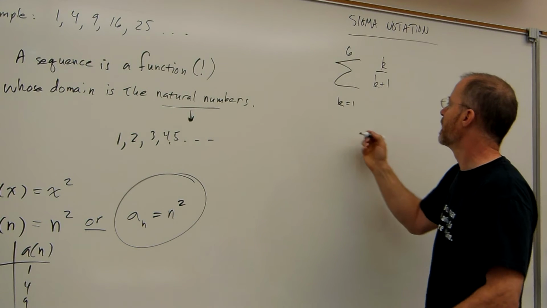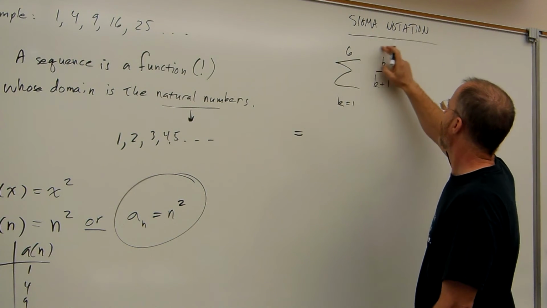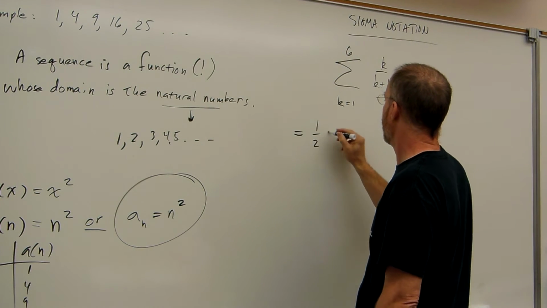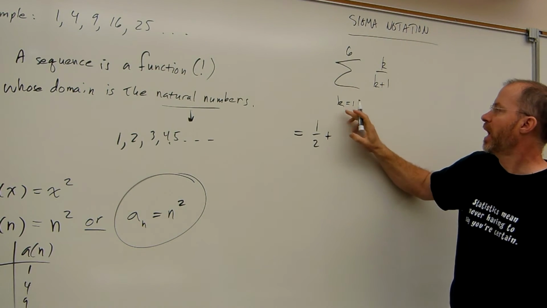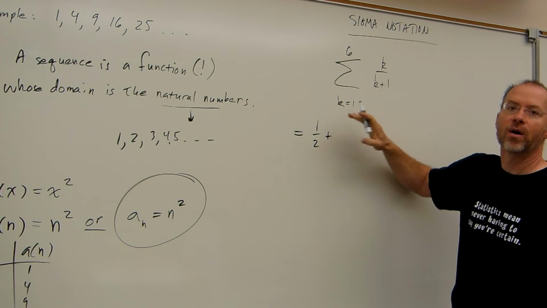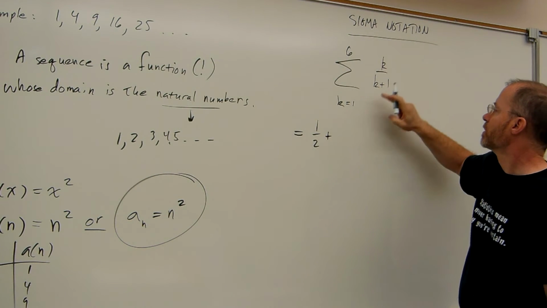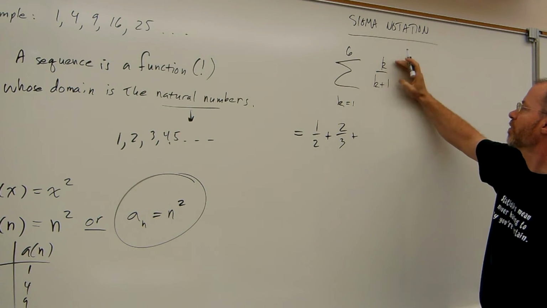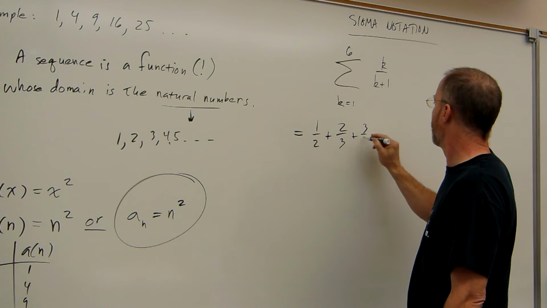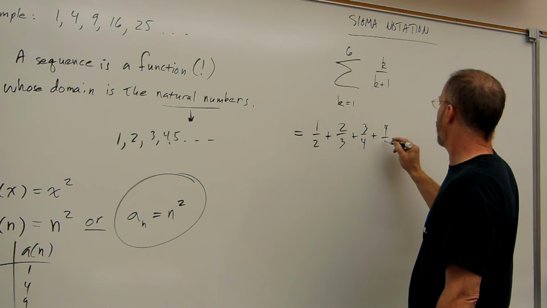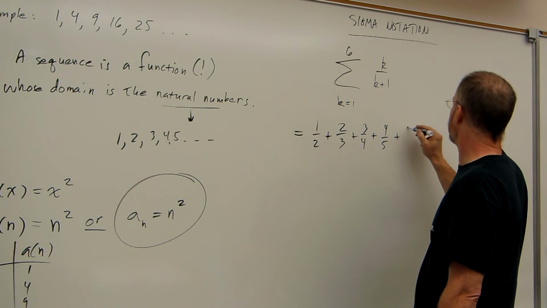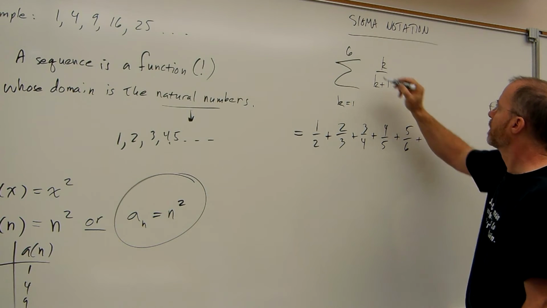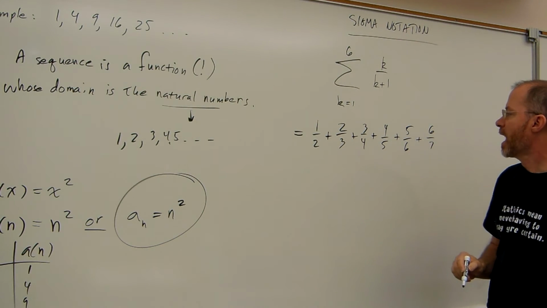So what this means is let k equal 1 and figure out this formula. 1 over 1 plus 1 is 1 over 2. And then add what you get when k goes up one level. So it started at 1 and now it goes to 2. And you get 2 over 2 plus 1, 2/3. And then let k go up to 3 and you get 3 over 4. And keep following this pattern until k is 6, till you get to the end point, and then stop.